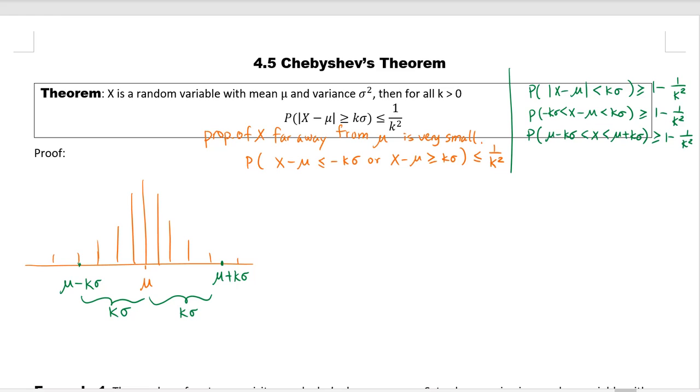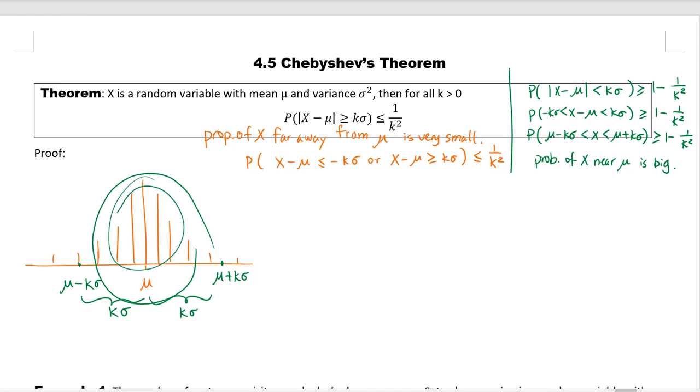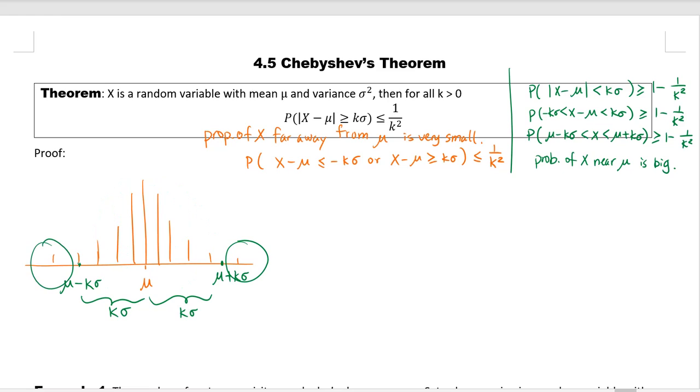So when k goes to infinity, 1 over k squared goes to 0, and 1 minus 1 over k squared is close to 1. This means the probability of X near the mean is big. Kind of makes sense, right? The probability of X near the mean is big, and the probability of X far away from the mean is very small. So it makes sense from the picture.